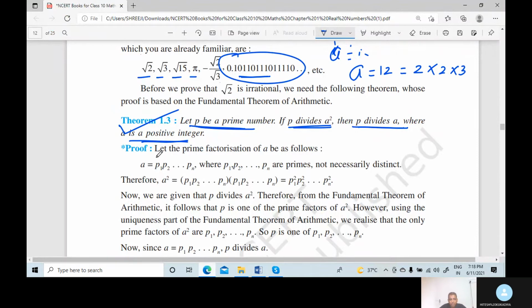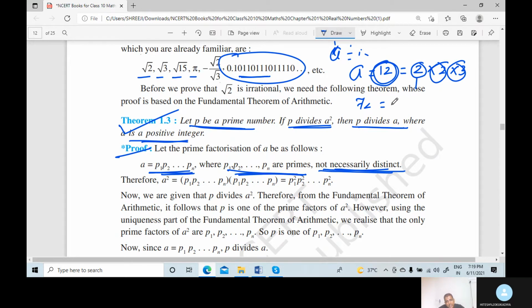Now look here, the proof. Not asked in your examination, only for explanation. In the next lecture we will discuss examples of this theorem. Let the prime factorization of A be as follows: A equal to P1, P2 up to Pn, where P1, P2 are prime numbers. Look here, A equal to 12, and these are prime numbers P1, P2, P3. All are prime. The most important statement: not necessarily all are distinct. Look here, P1 and P2 are the same. You can choose any other number also. Suppose we select 72. We factorize 72: 9, 8s are.